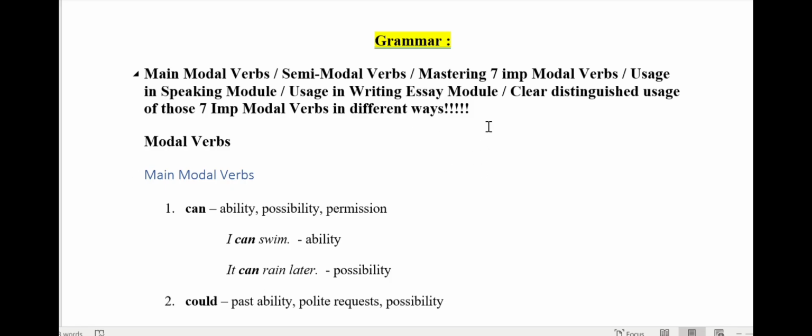So it starts with the main modal verbs, the most important ones, then also the semi-modal verbs, because there is a little confusion. The semi-modal verbs are two words. So again there is a confusion about what is the main modal verb and what is the semi-modal verb. So we will have a clear identification of these two categories.